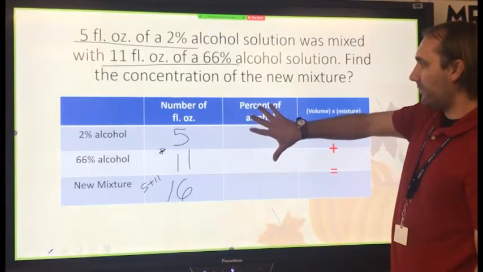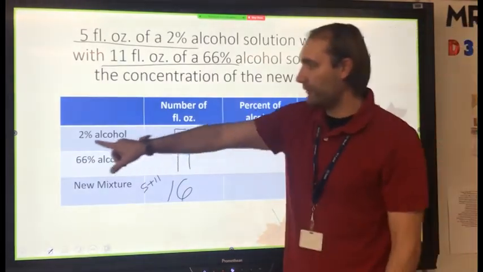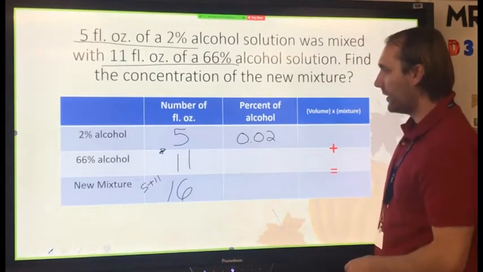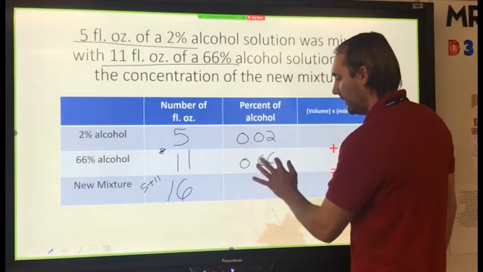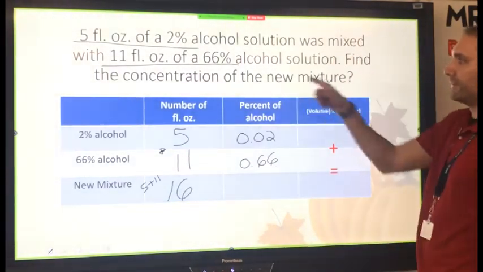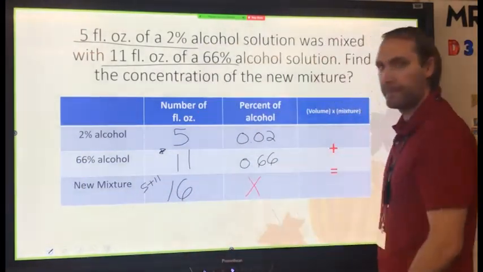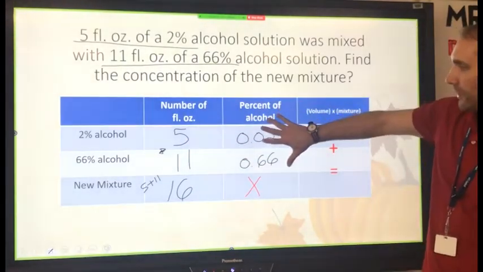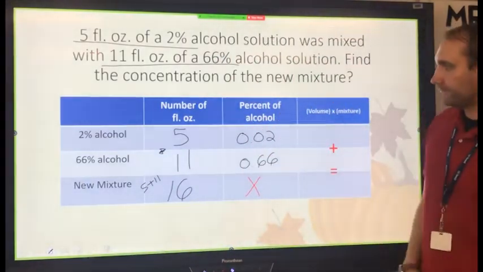Now, for the alcohol content, we're going to put that in decimals. What's the decimal form of 2%? 0.02. And 66%? 0.66. Do I know the percentage of the new mixture? No, find the concentration. That's what I'm trying to figure out, so we'll call that X.